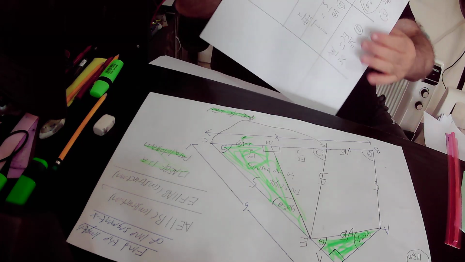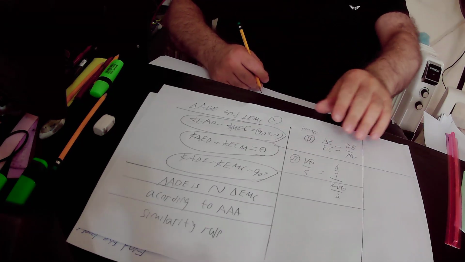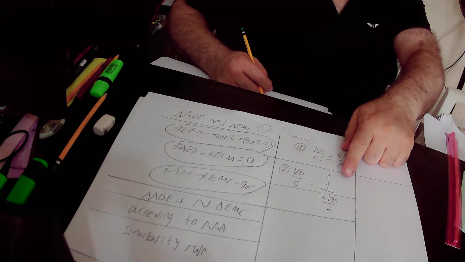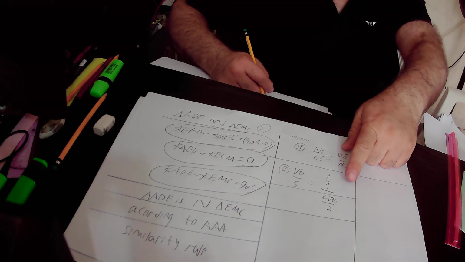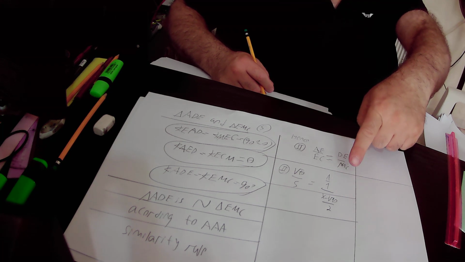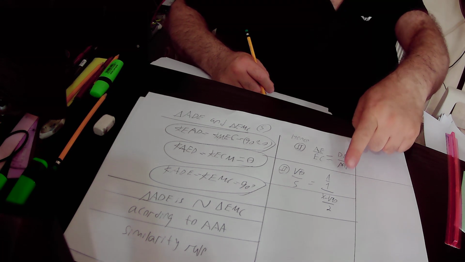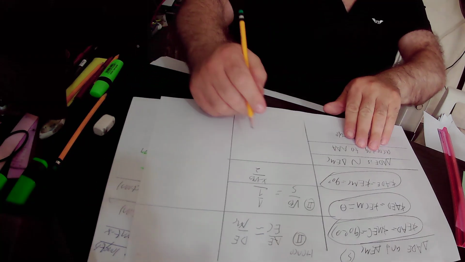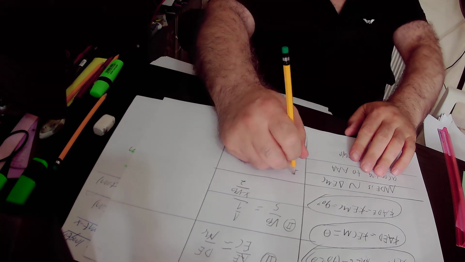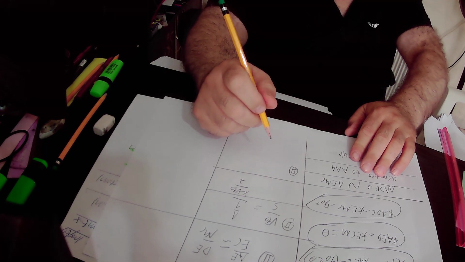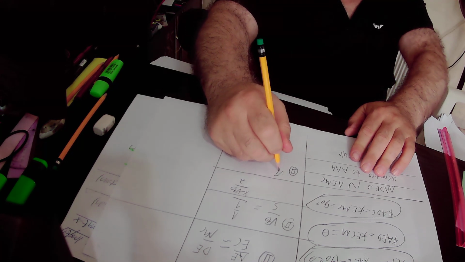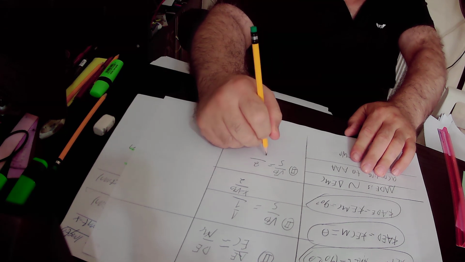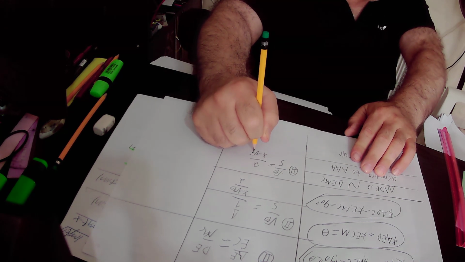So in conclusion, according to equation number 2, we found out that square root of 10 over 5 equals 1 over x minus square root of 10 over 2. Here we will move 2 to the numerator and x minus square root of 10 to the denominator, and we will get that according to equation number 2, square root of 10 over 5 equals 2 over x minus square root of 10.